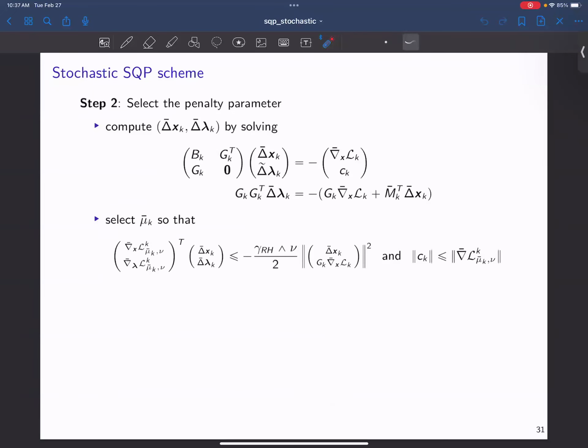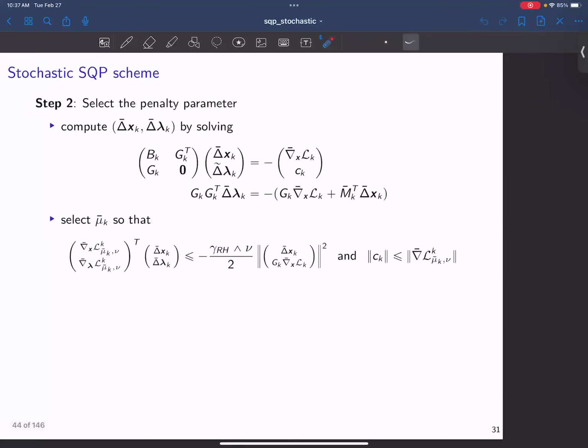Next, we solve the linear system to figure out the direction of the search, and then we update the penalty parameter. This is something that we already had in the deterministic setting. This term is unique to our stochastic setting. We require that the gradient of the augmented Lagrangian upper bounds the norm of the constraint, and this is needed for the proof of the convergence later on. Otherwise, we have the issue that we may converge to an infeasible stationary point.